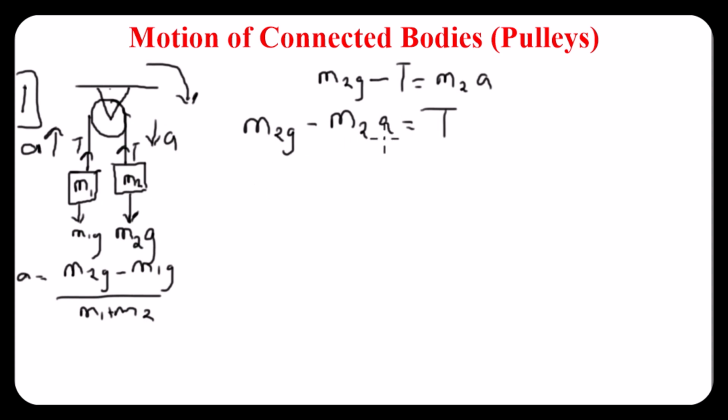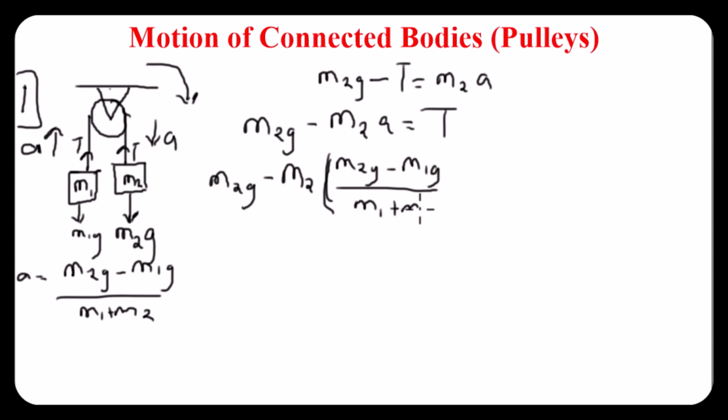Now, since I have an expression for a already outside here, I can just substitute the value of a inside this equation, and then I will be having m2g minus m2 in the bracket of m2g minus m1g, everything divided by m1 plus m2. Close the brackets, and this will be equal to the tension. Now, if you leave your answer like this, that's fine, but we can still simplify this expression to a more meaningful formula. What do we need to do?